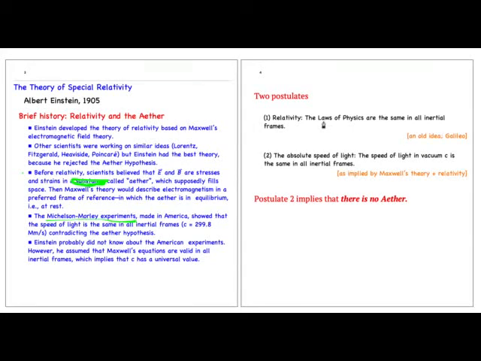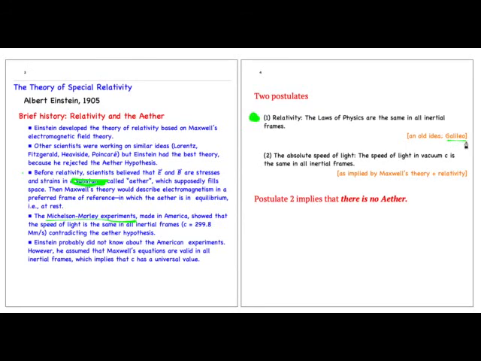Those two observers would obtain the same experimental results, indicating that the laws of physics are the same in the two different reference frames. So for two arbitrary reference frames, the laws of physics are the same, or the laws of physics are the same in all inertial frames. Now that actually is not so much an original idea of Einstein's. That's actually a very old idea. That's an idea that goes back to Galileo.